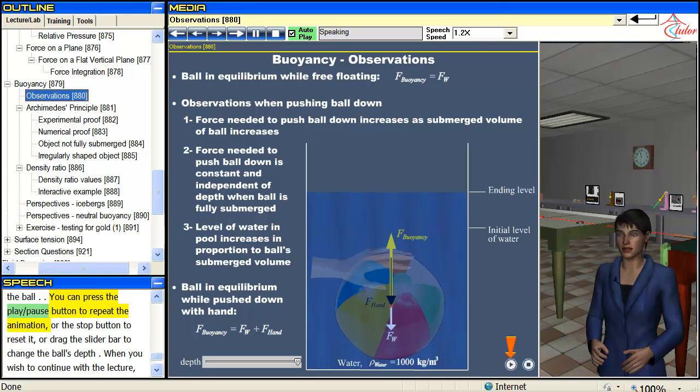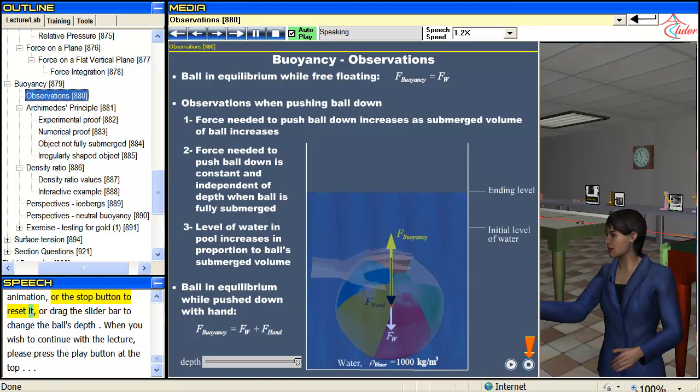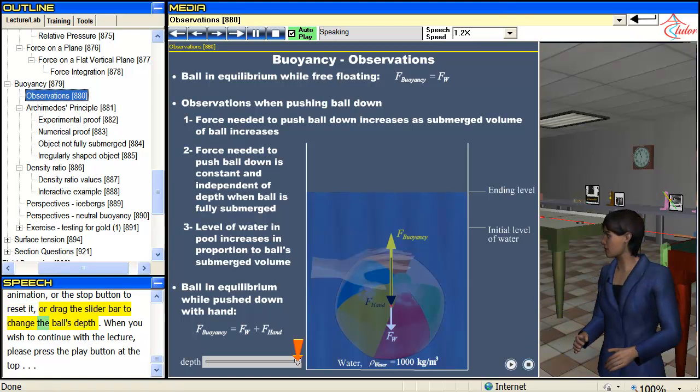You can press the play/pause button to repeat the animation, or the stop button to reset it, or drag the slider bar to change the ball's depth. When you wish to continue with the lecture, please press the play button at the top.